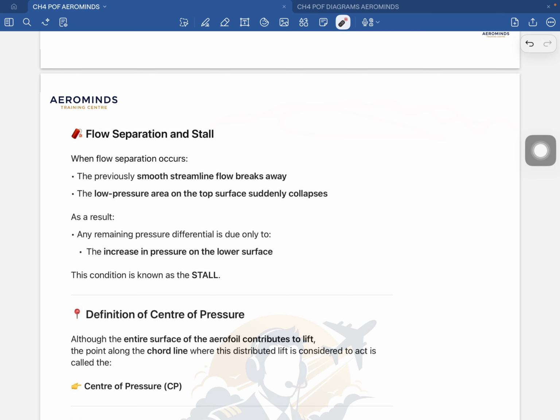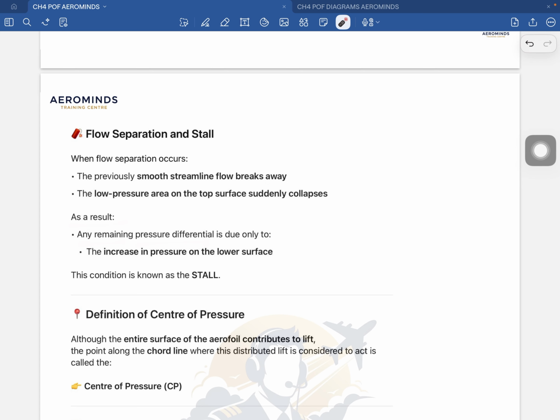Because of this, the low pressure area on the top surface will suddenly collapse. Earlier, most of the lift was coming from very low pressure on the top and relatively high pressure below. Now the top surface is no longer giving you that strong suction. As a result, any remaining pressure differential is only due to the increase in the pressure on the lower surface.